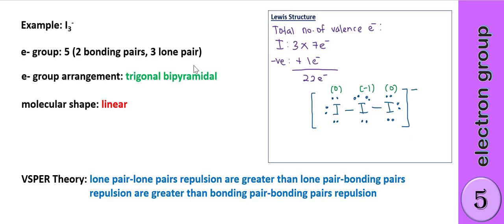So in 2D, to draw the structure, this is the basic trigonal bipyramidal, and then remove all the 3 bonding pairs on the equatorial position. Here we have 2 lone pairs on the left and 1 lone pair on the right, and then the bond angle is 180 degrees.